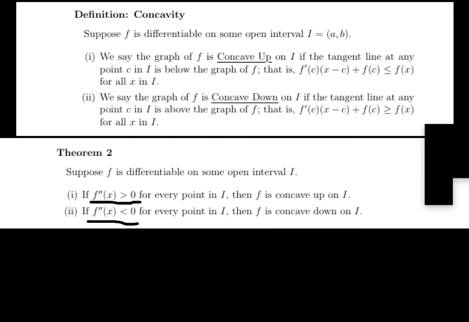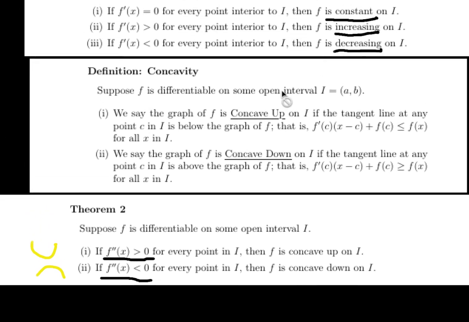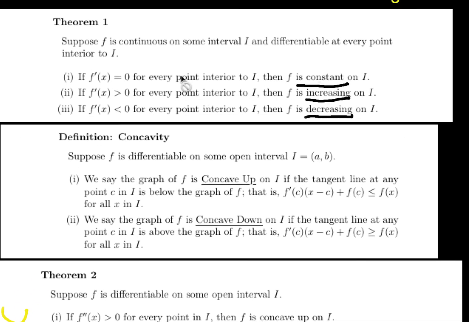And if you'll recall, in class, I gave a way to remember this: if the second derivative is positive, if you're in a positive mood, then you're smiling, and so your mouth has a concave up shape. But if you have a negative mood, then your mouth is concave down. So concave down is a frown, concave up is a smile. So putting these two together, theorem 1 says that if the derivative is positive, then it's increasing.